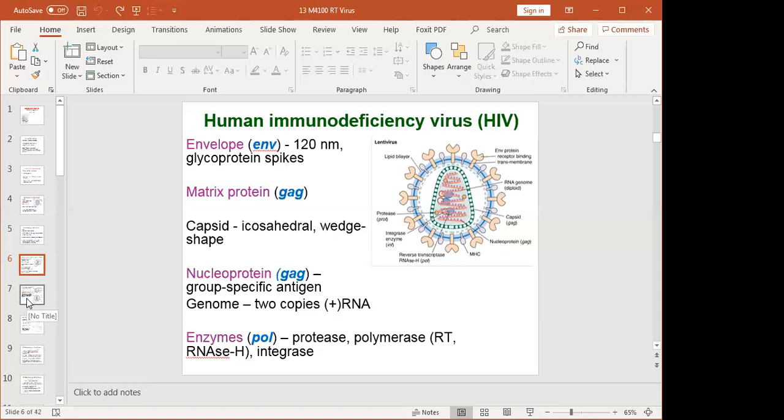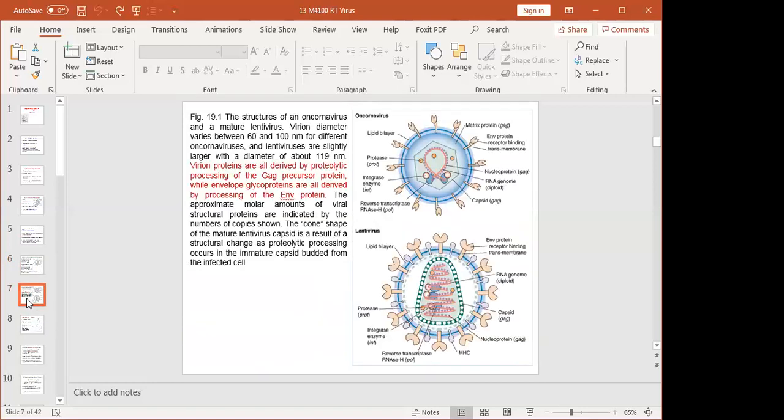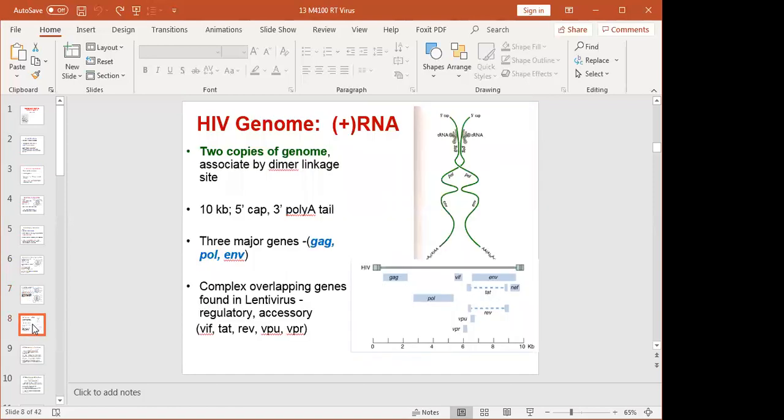Moving to slide number 7. This is a depiction of the structure of an oncovirus and a mature lentivirus. I strongly recommend you to go through the details of this slide.